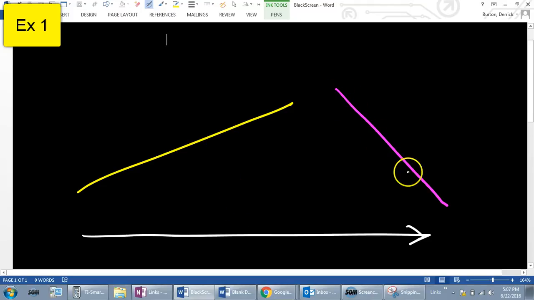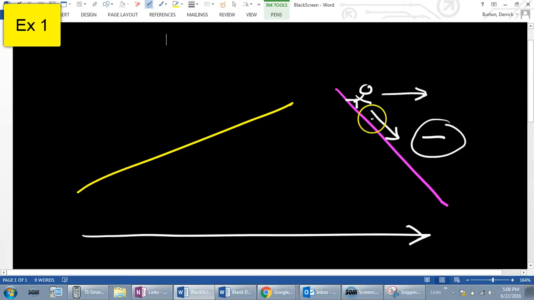Okay, from left to right, it's like if you were a person standing on this thing, if you were moving to the right, would you wind up going uphill or downhill? You're going down here. You wind up going downhill. So if you're going downhill, then that is a negative slope. Okay? So the purple one, because of the way it's going from left to right, it's going downhill.